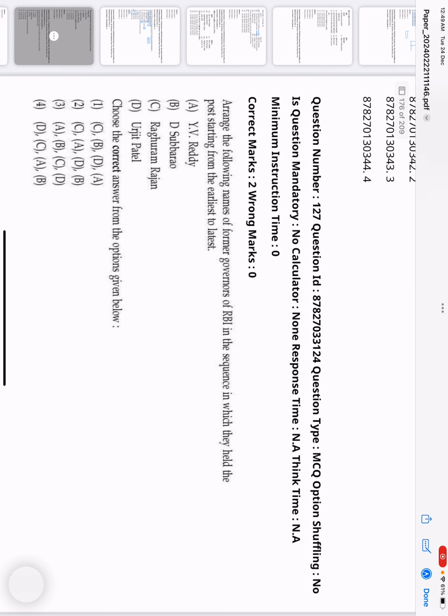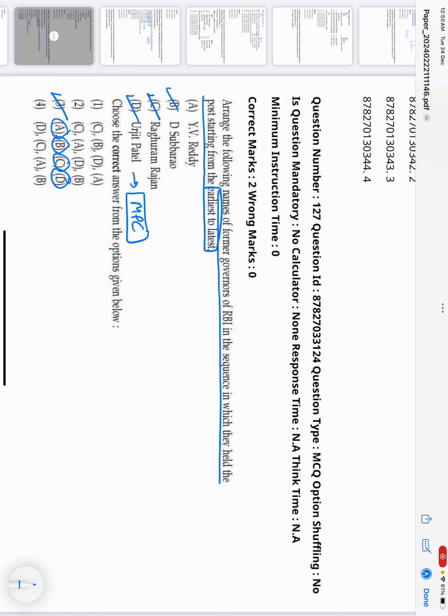Arrange the following names of former governors of RBI in sequence in which they held the post, starting from earliest to latest. So if you have any idea about who the latest is, Urjit Patel, the committee who made the monetary policy committee, was the first governor to be the chairman of the monetary policy committee. Before him it was Raghuram Rajan. So even if you know about these two, you will know the answer would be this. And then D. Subbarao and Y.V. Reddy.